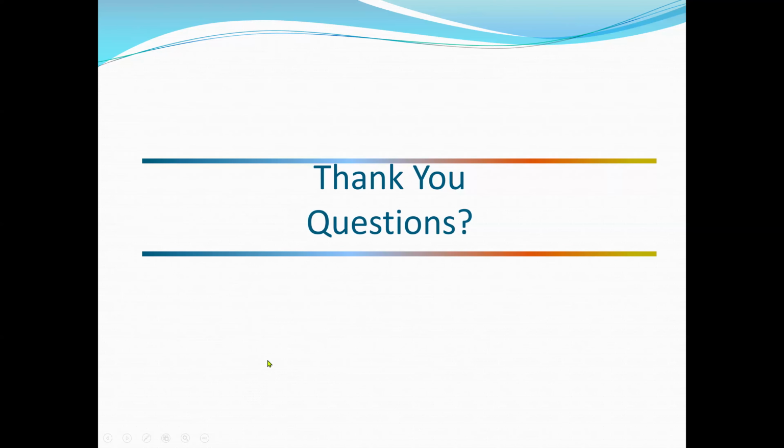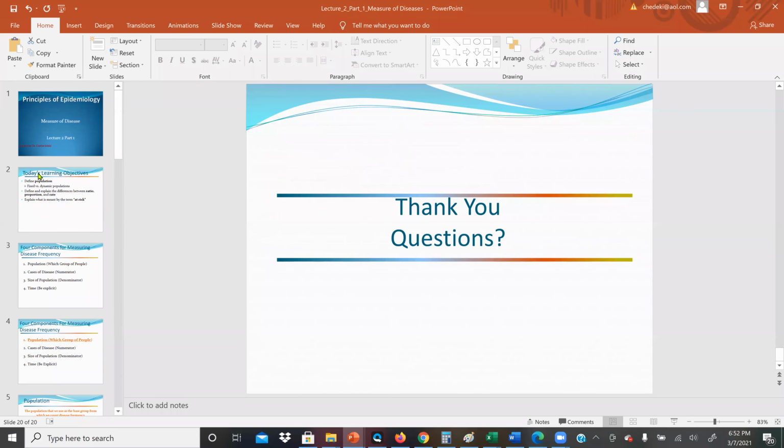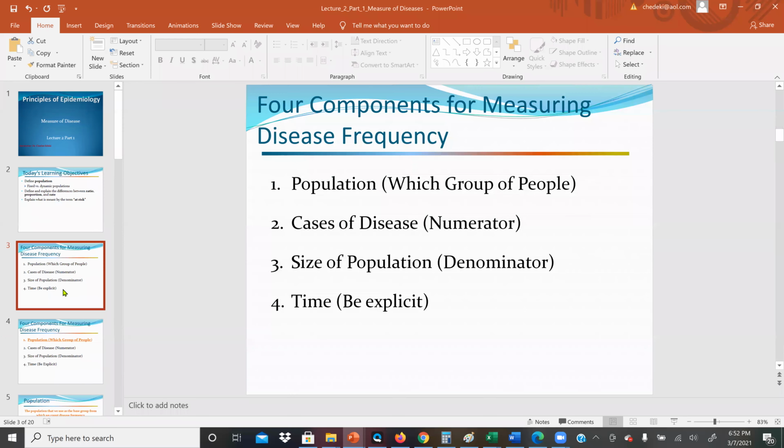So that will be the conclusion of our lecture part two. In these lectures, we went through how to measure diseases. Here we discussed the four components that we need to consider for measuring: the population, the cases of disease, the size of the population, and the time. And the three things we discussed here are the ratio, proportion, and rate. These are some of the calculations we can use to measure diseases.